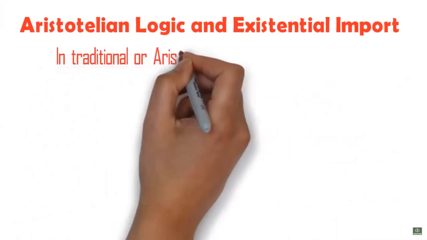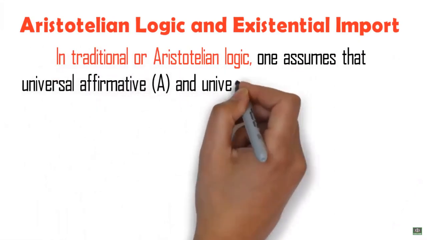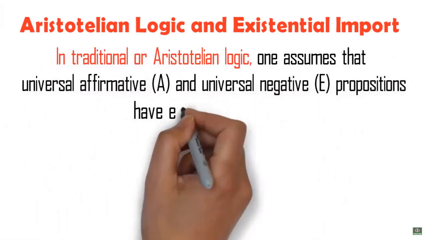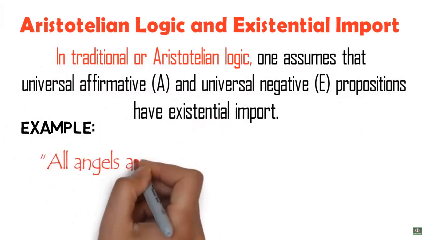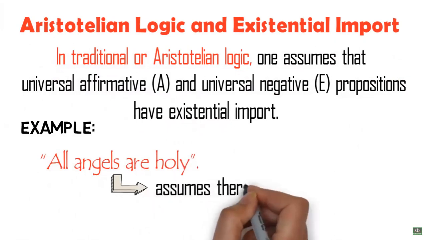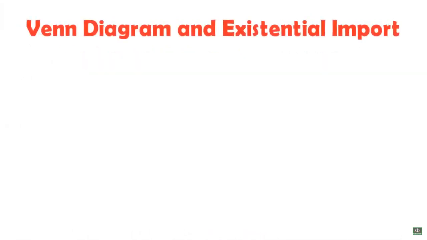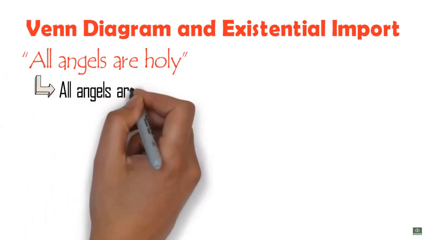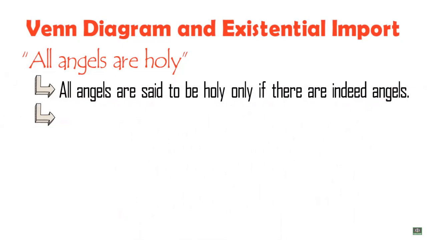Now, in traditional or Aristotelian logic, one assumes that universal affirmative A and universal negative E propositions have existential import. Thus, in the example, all angels are holy, one assumes that there are angels and that all of them are holy. However, in applying the Venn diagram, one does not make this assumption. In the Venn diagram, all angels are said to be holy only if there are indeed angels.